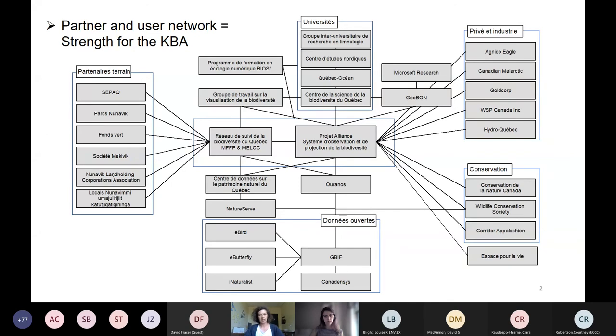The network has partners in the academic sector, in the private sector, with some conservation organizations, in the data science organizations, and also in other organizations working on the field, like national parks and indigenous communities. We also are linking to some training programs to train students about technical methods that can be used in biodiversity science. So a strength for the KBA project to be part of that network is that the project has access to a lot of partners, and we hope the KBA initiative will be shared and relayed to the partners, and hopefully its use will be encouraged.